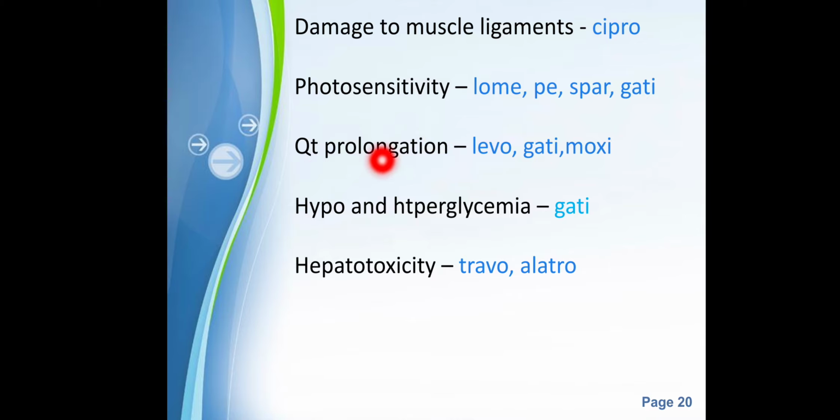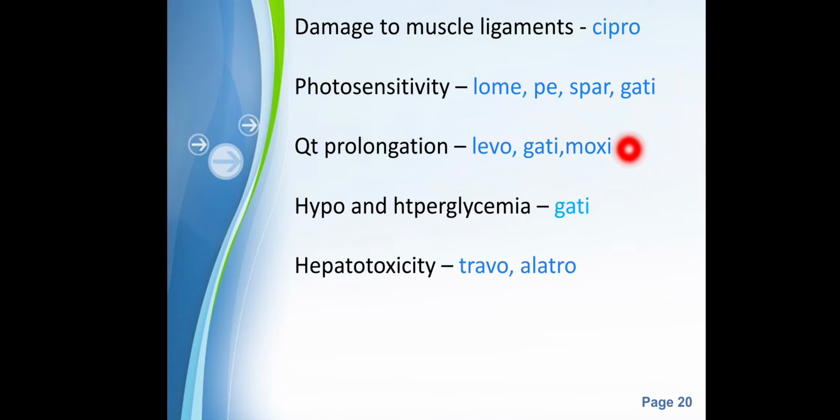QT prolongation. Now this is the side effect that you will come to know if you take an ECG of that person. So if a patient is having some cardiac symptoms, then you have to undergo this investigation and you will come to know that the QT interval has been prolonged. Levo, gati and moxifloxacin are known to cause that. Hypo and hyperglycemia caused by gatifloxacin. So again remember, important in case of diabetics. Hepatotoxicity by trovafloxacin.